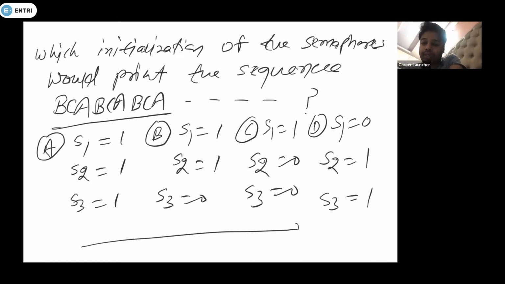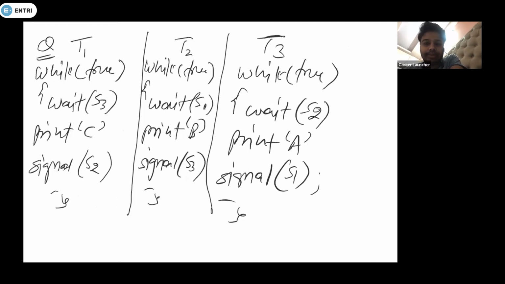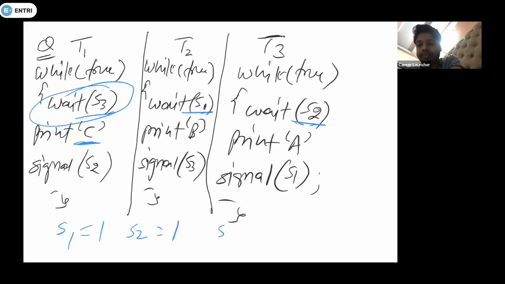The required output is there, so try with option 1. What is option 1 here? Here it is 1 1 1. If you start like this, S1 is 1, S2 is 1, and S3 is 1. So if you try like this, then it can print C also, because S1, S2 and S3 are all 1. If all three are 1, then T1 can come at any point of time.